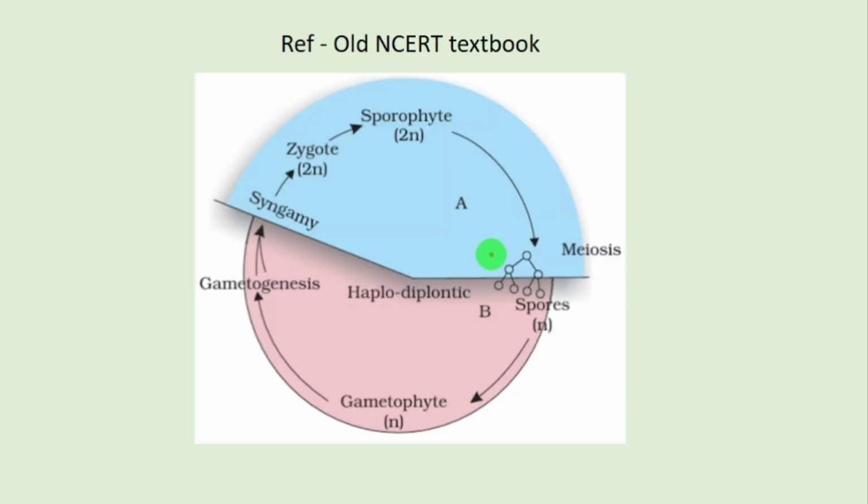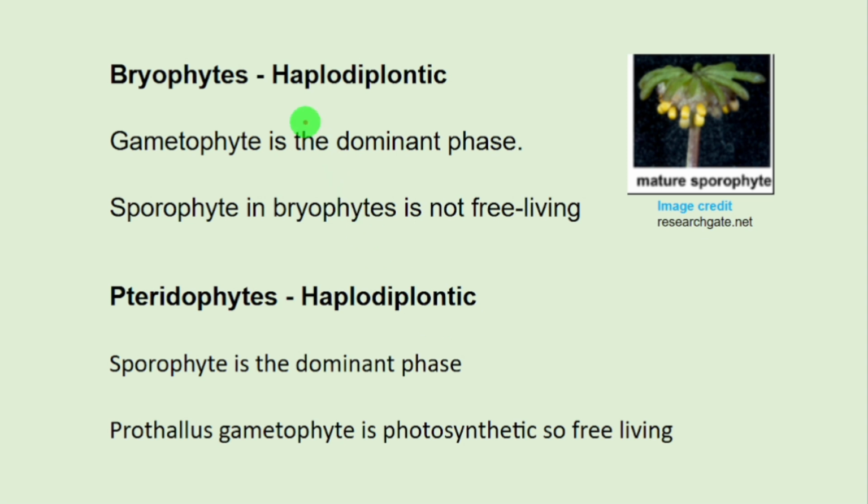Now in this life cycle, you can see both haploid and diploid phases. This is the reason it is called the haplo-diplontic life cycle. It is seen in bryophytes and pteridophytes. In bryophytes, the gametophyte is the dominant phase. In pteridophytes, the sporophyte is the dominant phase. The sporophyte in bryophytes is not free living, whereas the gametophyte of pteridophytes is free living and photosynthetic. See, the sporophyte is not free living, it is attached to the gametophyte.